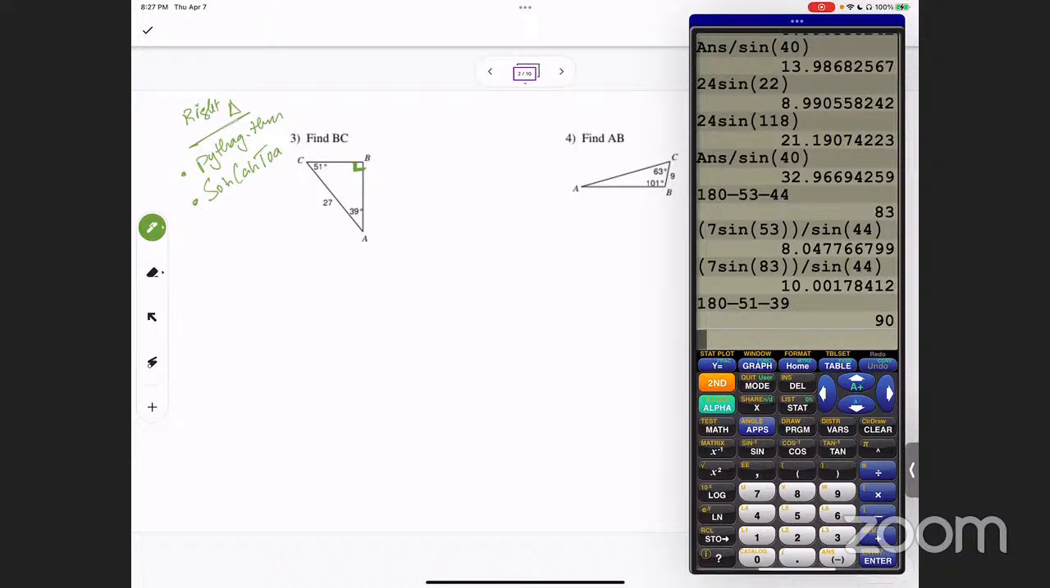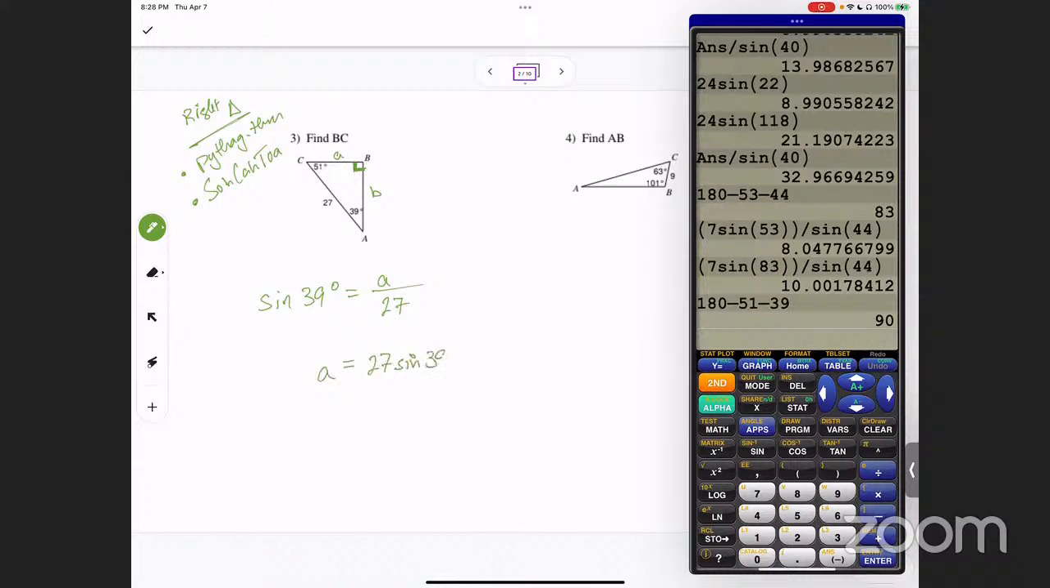So the sine of 39, what's the sine equal to? What does the OH in SOHCAHTOA mean? Opposite over hypotenuse. The opposite would be A, divided by the hypotenuse, which is 27. So you're going to want to do 27 times the sine of 39.